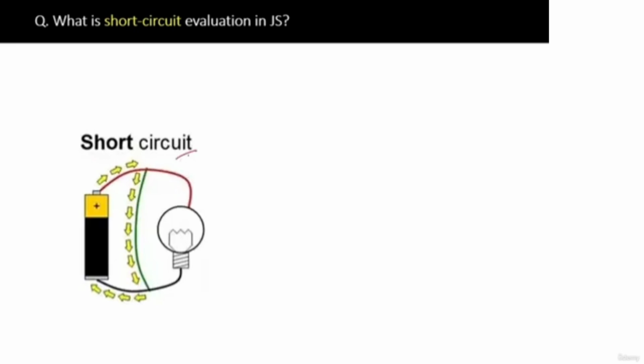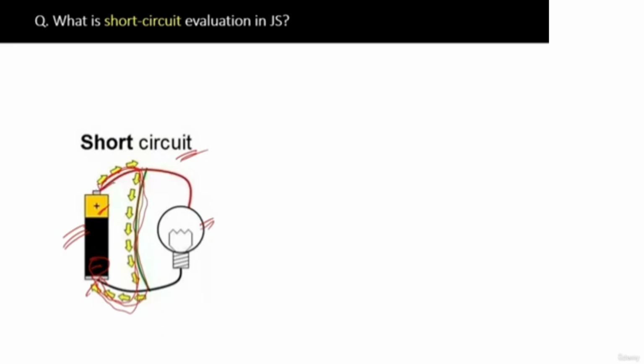What is short circuit evaluation in JavaScript? The term short circuit comes from electricity. We light a bulb by a cell, something like that. And then if we connect the plus and minus directly before the bulb like this, then a short circuit will happen, because the electricity will take the shortest available path to complete the circuit.